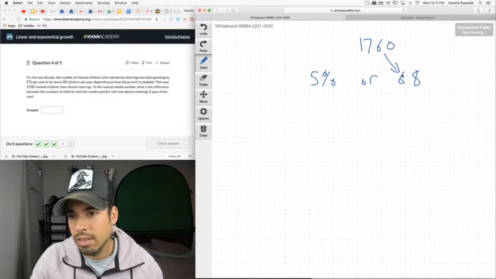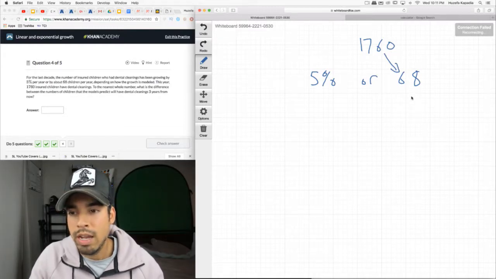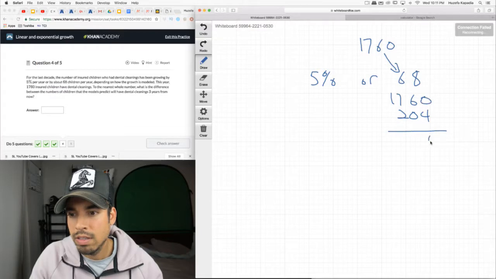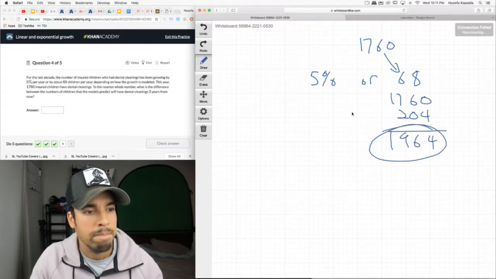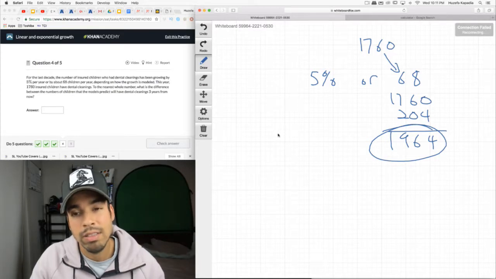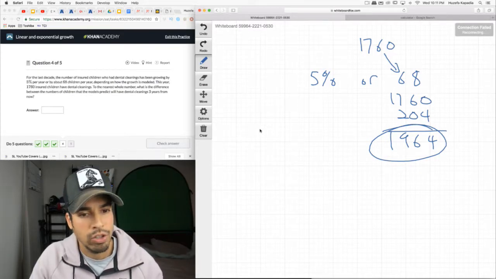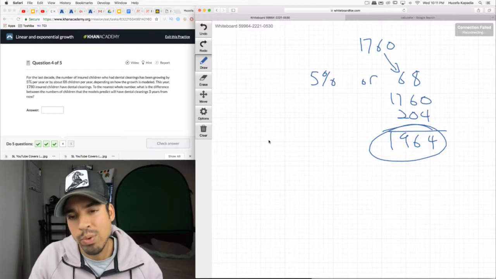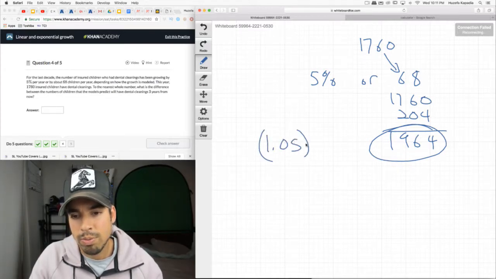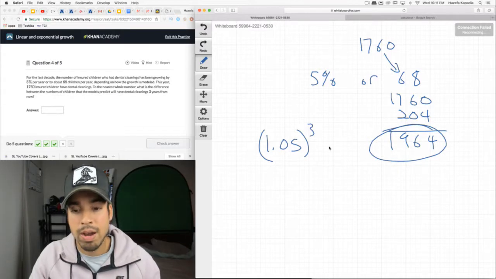Well, this way, it's just 3 times 68, right? So that's 180 plus 24 is 204, plus 1760 equals 1964 by one model. And the other one is 5%, right? So it's 5% each year for 3 years. So the simple way to do this is in a calculator, 1.05 to the third power times 1760.